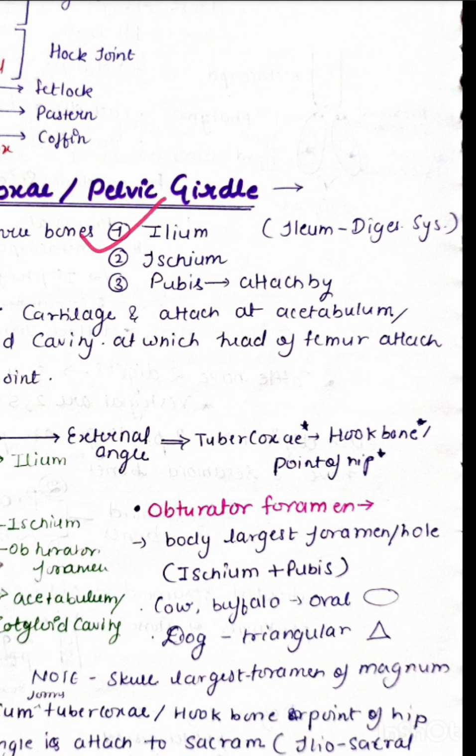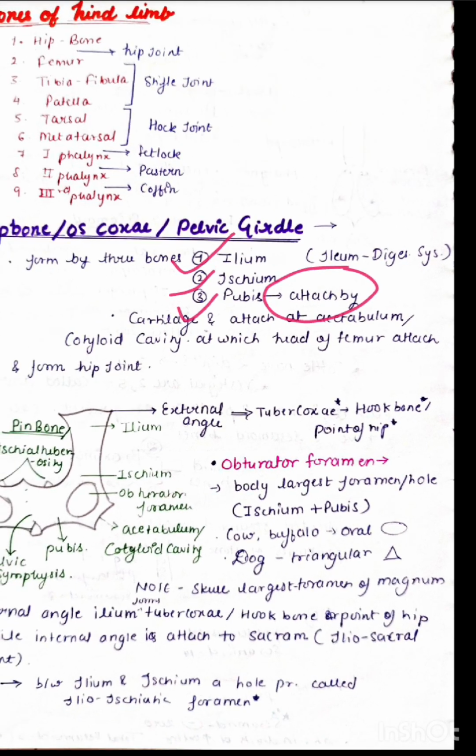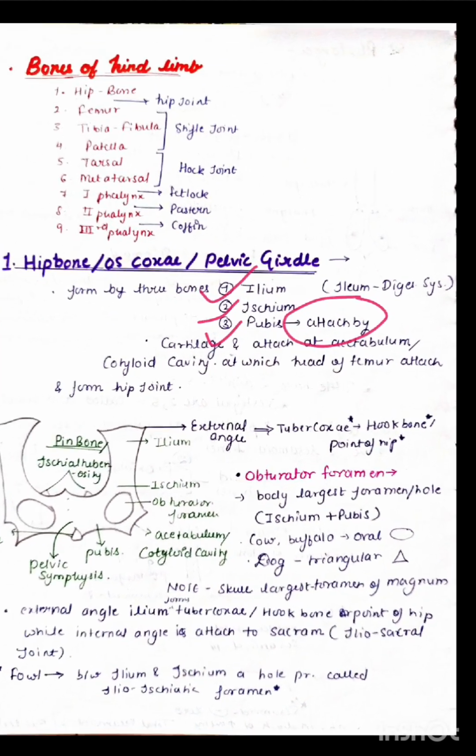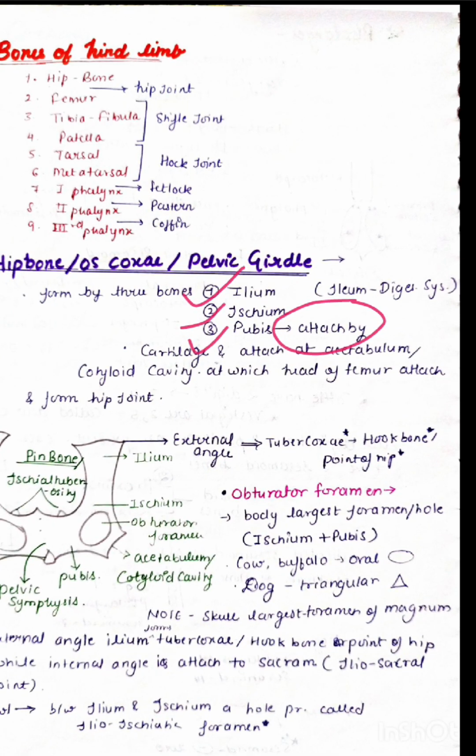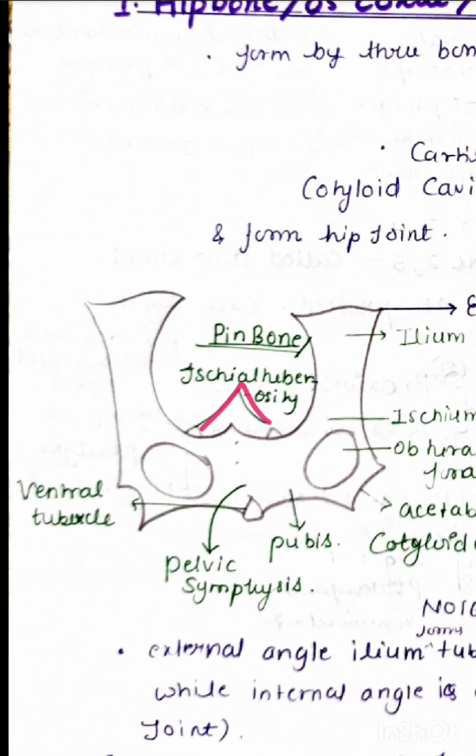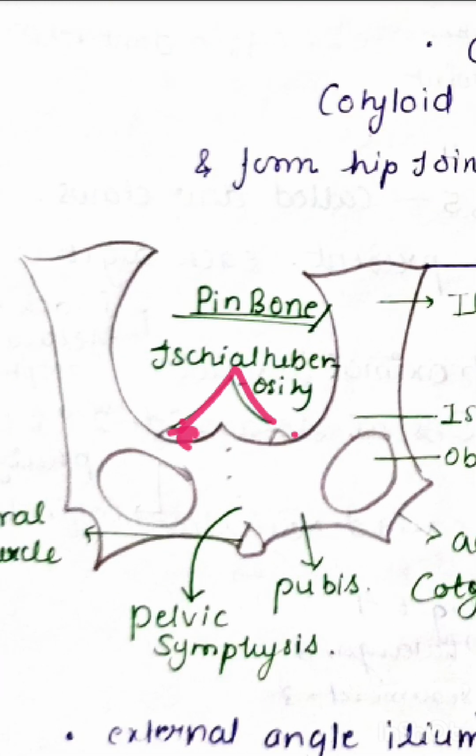So here we go: ilium, ischium and pubis. The pubis is attached by cartilage, and the acetabulum is the cotyloid cavity at which the head of the femur is attached to form the hip joint. So this is the ischial tuberosity. These tuberosities arise here, as you can see.